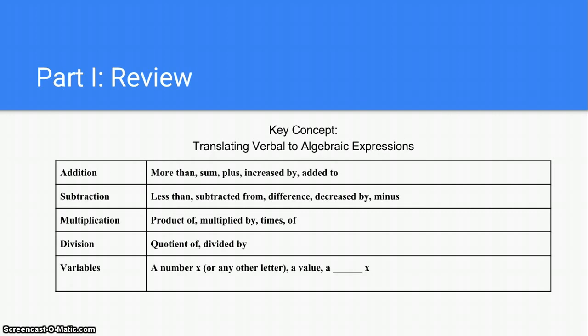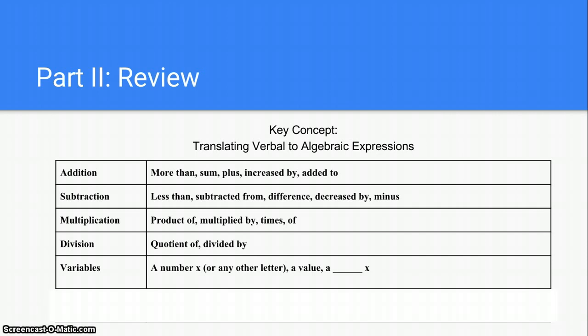So to start, we're going to review this chart, which we have already looked at in discussing verbal and algebraic expressions, different ways to talk about addition, subtraction, multiplication, division, and how we might say a variable as opposed to just saying x. We have a number x or a value x and so on and so forth. Well, as we moved from expressions to equations and added an equal sign, we have to do the same thing when moving on to verbal and algebraic equations.